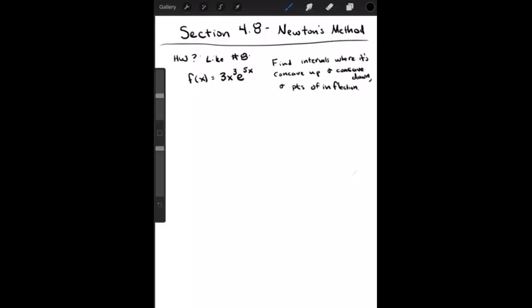So concave up, concave down, and points of inflection require us to find the second derivative. Right? That whole section where they come up is all about how we can use the second derivative. So we're going to be finding the derivative along the way, but what we're actually looking for is the second derivative.